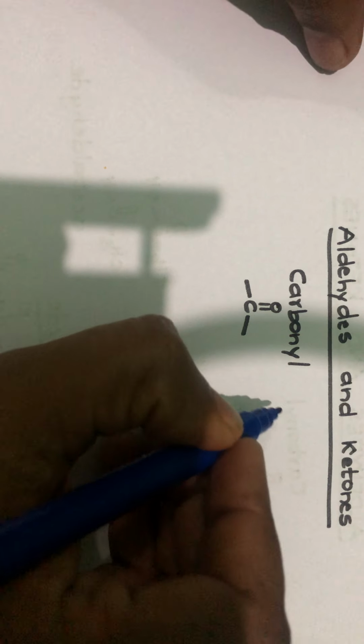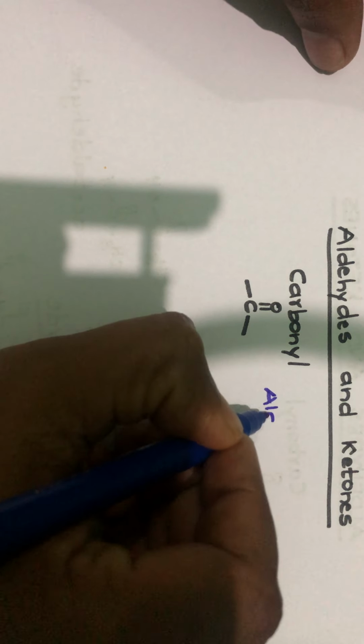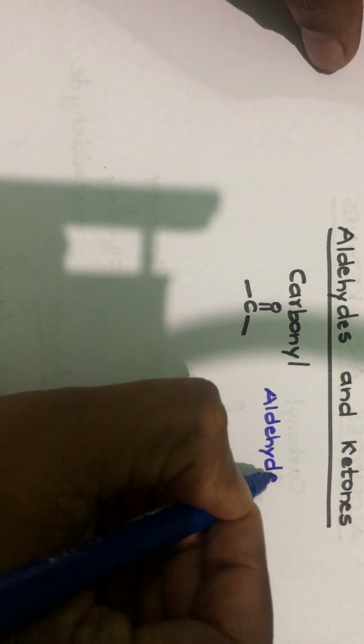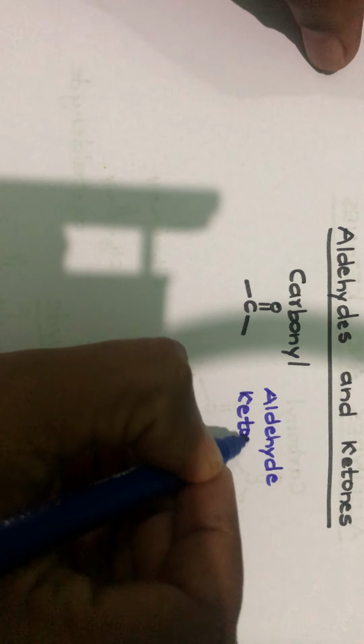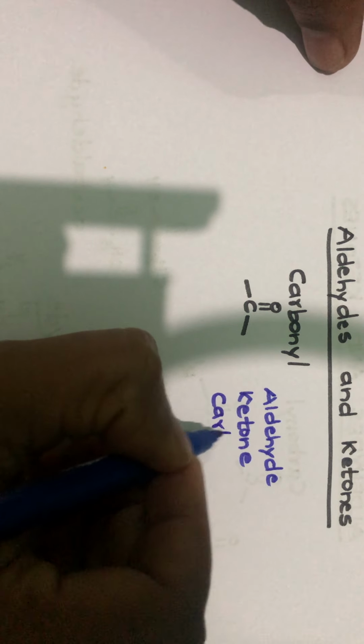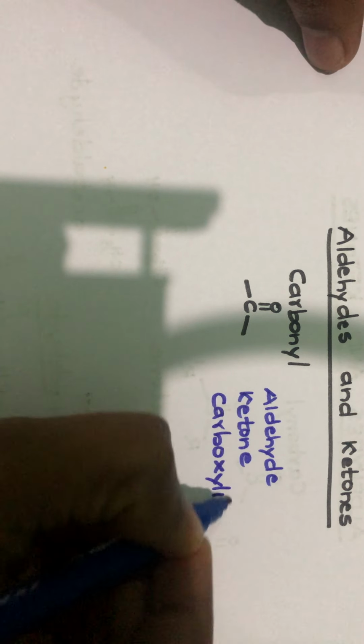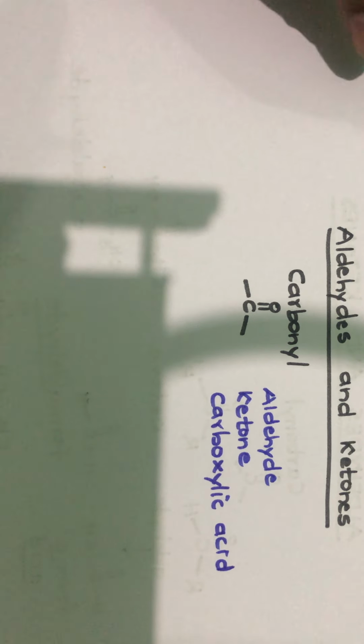So in carbonyl compounds we come across different classes of compounds like aldehydes, ketones, and carboxylic acids and their derivatives. So the compounds that contain the C double bond O group are referred to as carbonyl compounds. These carbonyl compounds include aldehydes, ketones, carboxylic acids, and the other derivatives also. Let us first discuss what is an aldehyde and a ketone.